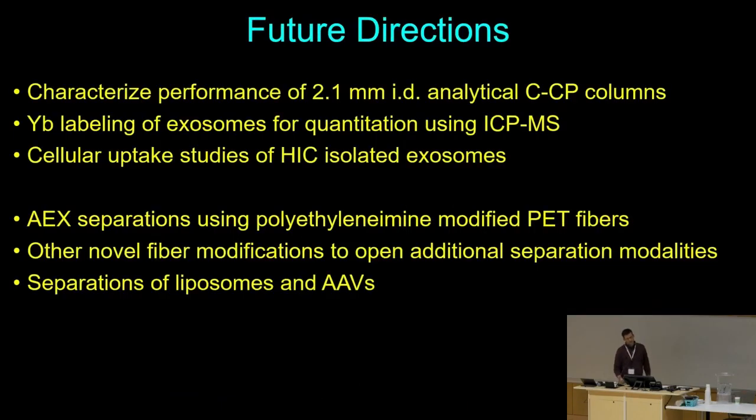So currently our group is working on scaling up our CCP fiber columns to 2.1 millimeter ID analytical size. We're also doing ytterbium labeling of exosomes for quantification using ICP-MS, and performing cellular uptake studies of the HIC isolated exosomes to evaluate if the acetonitrile impairs physiological functioning at all.